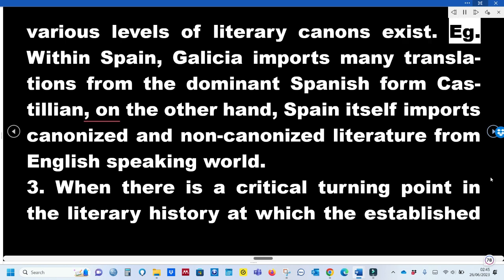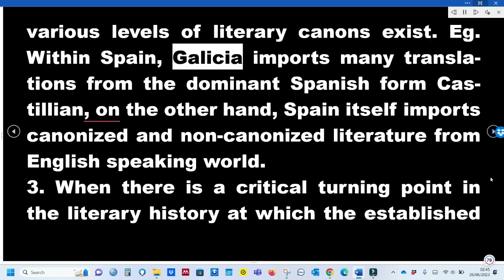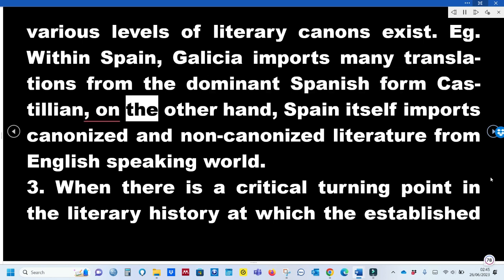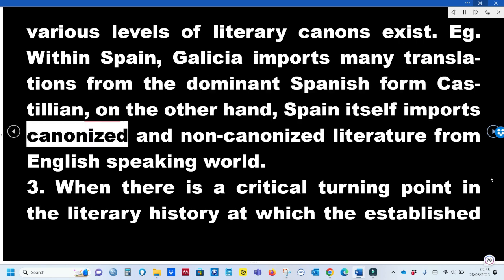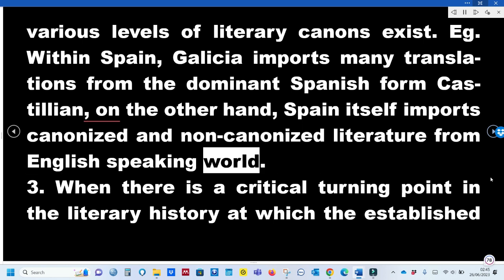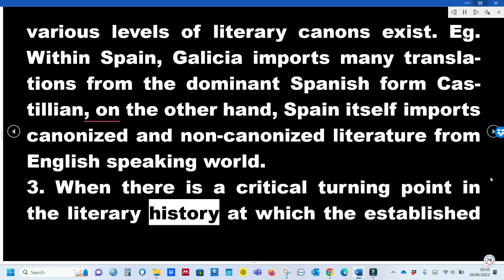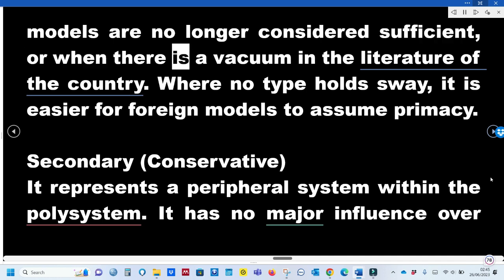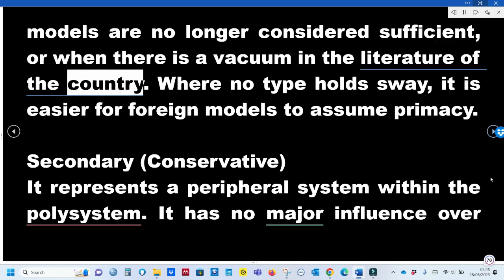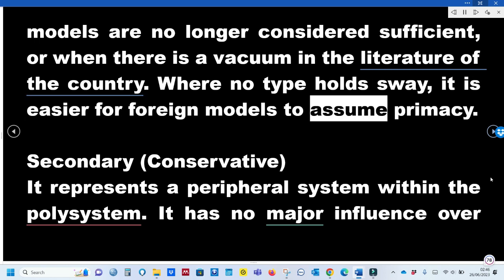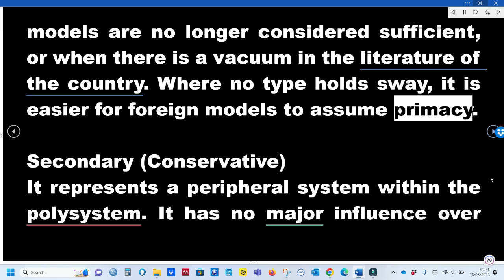For example, within Spain, Galicia imports many translations from the dominant Spanish form, Castilian. On the other hand, Spain itself imports canonized and non-canonized literature from the English-speaking world. 3. When there is a critical turning point in the literary history at which the established models are no longer considered sufficient, or when there is a vacuum in the literature of the country. Where no type holds sway, it is easier for foreign models to assume primacy.